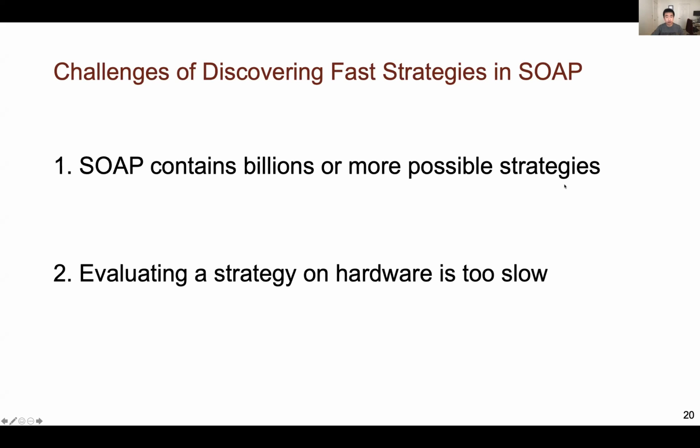SOAP really defines a comprehensive search space of possible ways to parallelize ML training. But it is also challenging to discover fast strategies in SOAP. The first challenge is that SOAP contains billions or even more possible strategies, so we cannot enumerate every single strategy in SOAP. The second is that evaluating a strategy is very slow on hardware. For example, evaluating the performance of one strategy may take a few minutes, but in order to find an optimized solution, we may need to consider thousands or even up to millions of candidates.